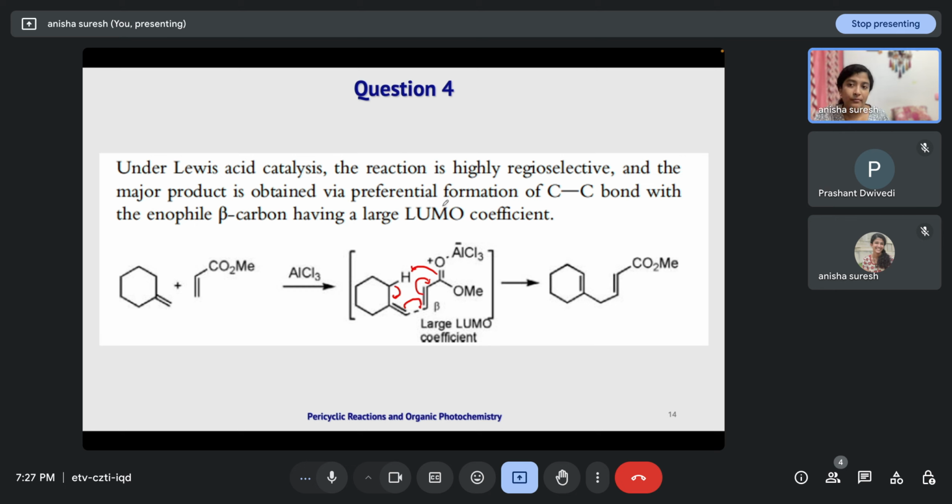Yes, ma'am. So under Lewis acid catalysis, the reaction is highly regioselective, and the major product is obtained by preferential formation of the carbon-carbon bond with the enophile beta carbon having a large LUMO coefficient. So the carbon-carbon bond will be formed between these two carbons. This has the large HOMO coefficient, and this will have the large LUMO coefficient because of the presence of this electron withdrawing group as well as the Lewis acid, which is making this group more electrophilic.